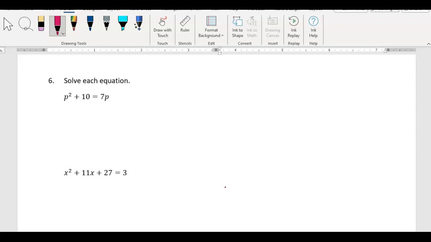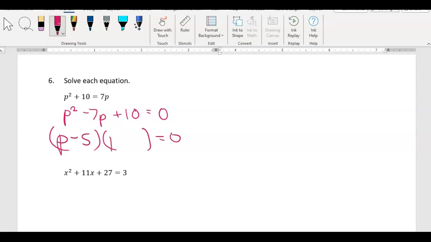So first of all, I have 7p over on this side. I don't want that, right? So I'm going to rewrite this as p squared. I'm going to subtract 7p from both sides. 7p minus 7p is 0, so that new side will be 0 now, which I like. All right, now looking at this, I know 2 factors that give me positive 10 are negative 5 and negative 2. And when I add those together, I get negative 7. So this one is going to be easiest by factoring because I can do p minus 5 and p minus 2. And now I can solve: p equals 5, p equals 2. Those are my 2 options.